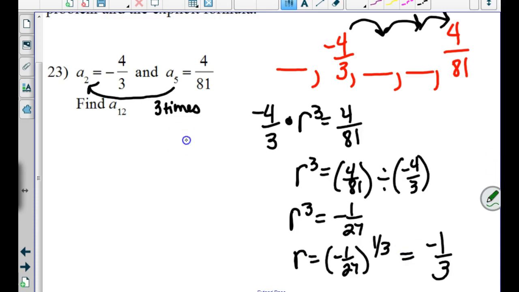Explicit formula. Christian, can you tell me? What do we not know? Okay. So normally, this first term was multiplied by negative 1/3 and became negative 4/3, right? So negative 4/3 divided by negative 1/3? I think positive 4.